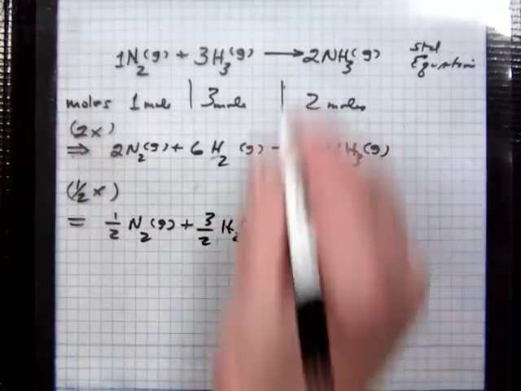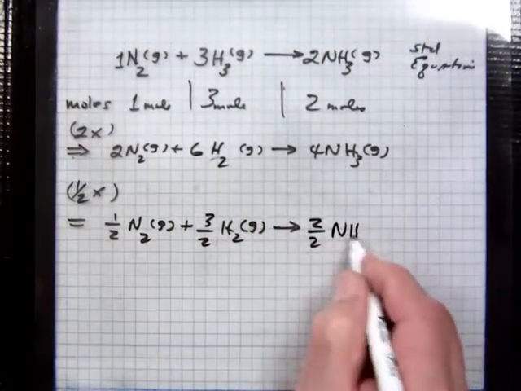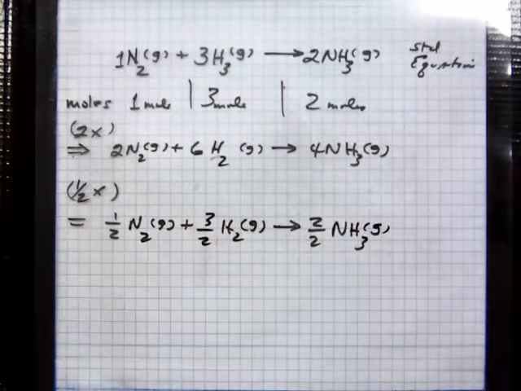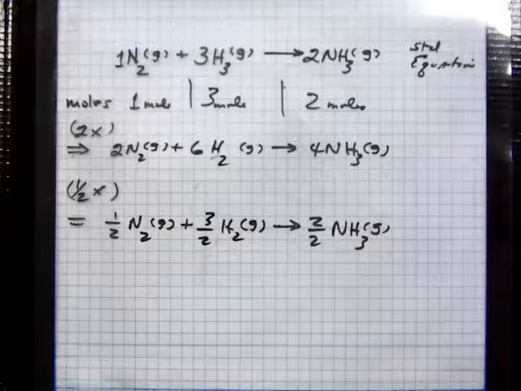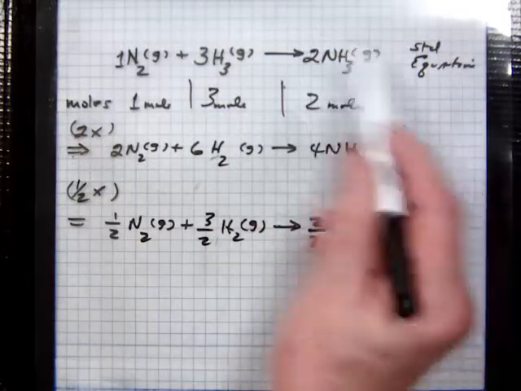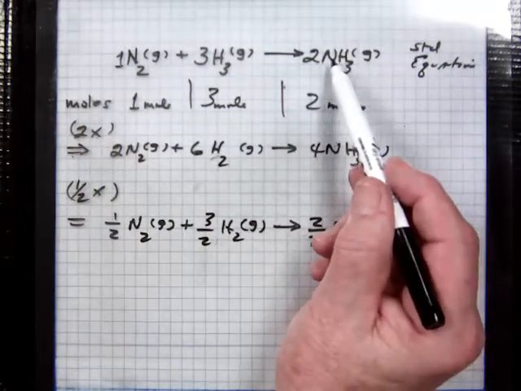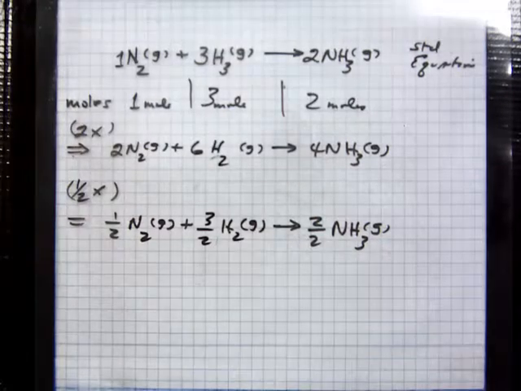And I put the 2 over 2 just for emphasis. Now, there's nothing wrong with any of those. Any of those combinations of reactants will always give you the product side. Another way to say this is, if you take the first one, production of 2 moles of ammonia always requires 1 mole of nitrogen and 3 moles of hydrogen.